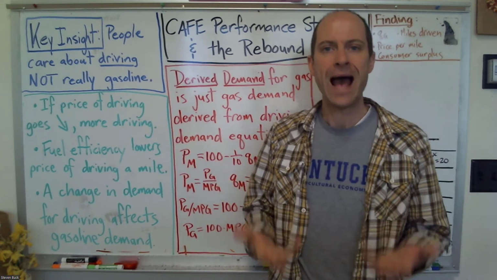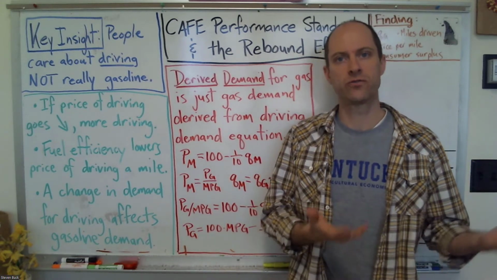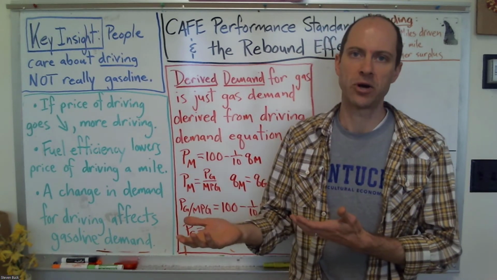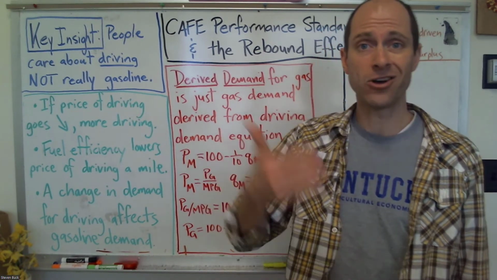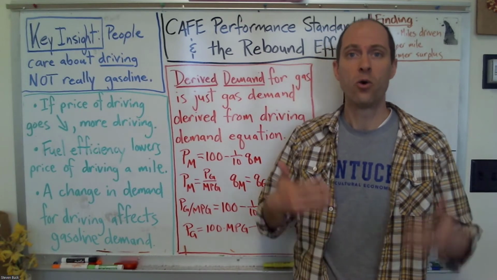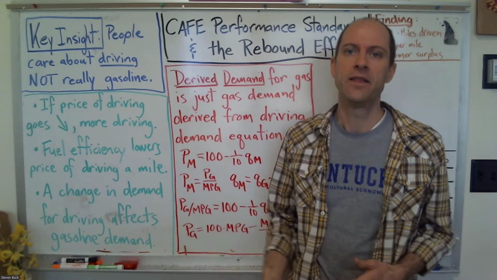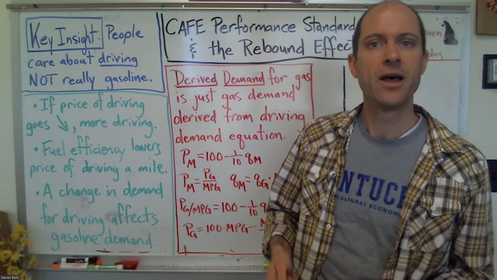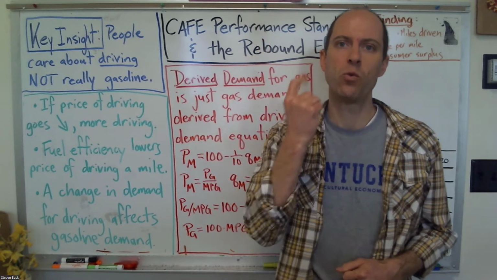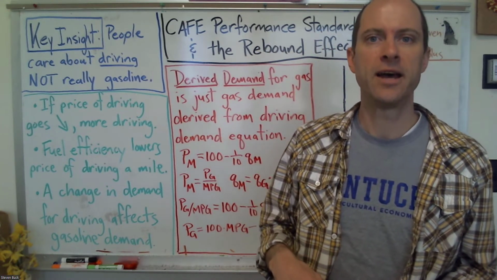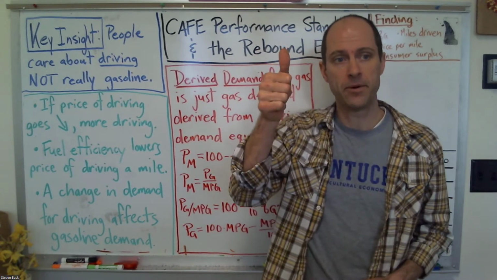That's exactly what happens when we increase our fuel efficiency. If our fuel efficiency goes from 20 miles per gallon to 40 miles per gallon, then the cost to drive 1 mile has gone down substantially. What do we know from our basic microeconomics? That if price goes down, then quantity demanded is going to go up. So if the price for driving 1 mile goes down, then the quantity of miles people are going to want to drive is going to go up.